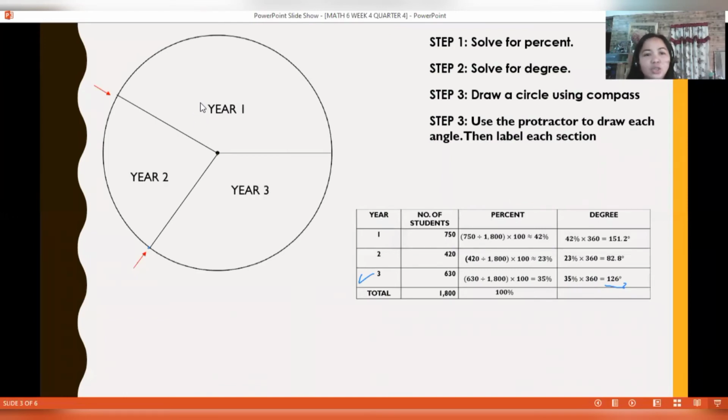Next is to label each section. Kasi baka makalimutan ninyo, baka magkabaliktad yung label ninyo. So kung mas maganda, after ninyo masukat yung angle, lagyan ninyo na siya ng label. Dito, pwede mo siyang kulayan, yung bawat section.